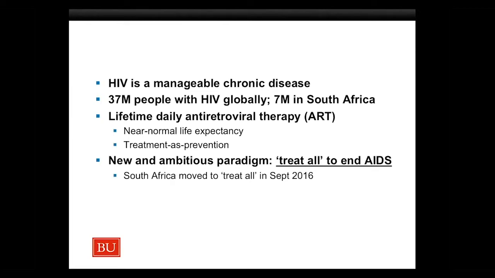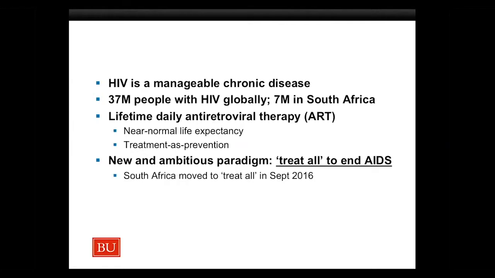So HIV is a manageable chronic disease now. There are 37 million people globally who have HIV, and 1 in 5 of those lives in South Africa. South Africa scaled up antiretroviral therapy for HIV starting in 2004. ART allows someone with HIV to have near normal life expectancy. It's really been a miracle drug or set of drugs.